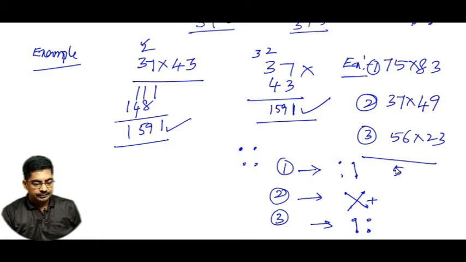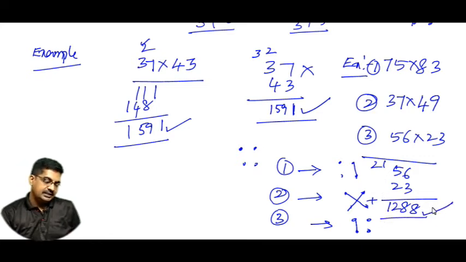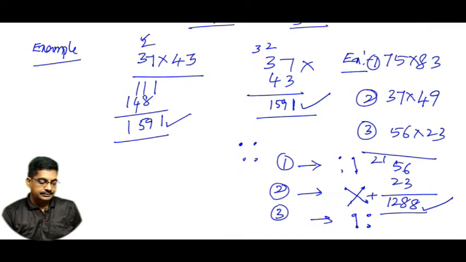Shall I perform 56, 23 now? 6 3 is 18, 1 is the carry, 6 2 is 12, 5 3 is 15, 15 12, 27 1, 28, 2 is the carry, 5 2 is 10, 10 12. So 1288 is the answer. Just by seeing with the less calculations we come to the answer directly. Perform the same so that you will also experience the power of Vedic mathematics.